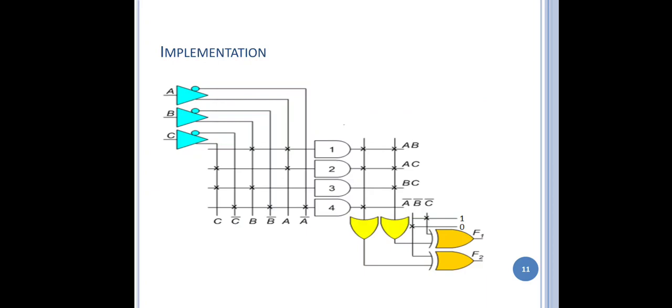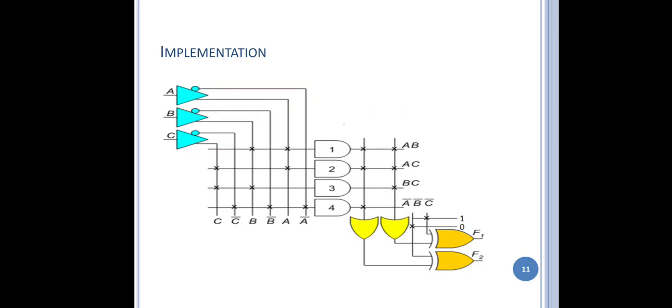Each AND gate should be programmed to get the product terms. The first AND gate gives the product term AB. Looking at the input, for the first AND gate we have connected A and B. Other interconnections are not connected. For the second, A and C are connected. For the third, B and C are connected. And for the fourth AND gate, A bar, B bar, C bar are connected to the input of the AND gate. Now we have obtained 4 product terms.